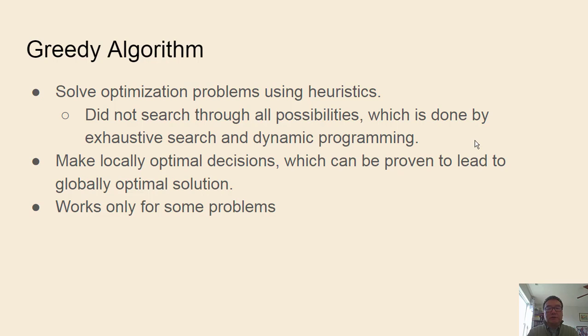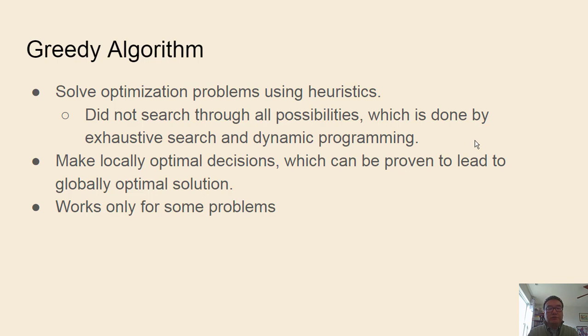And the other case is we use dynamic programming, which searches through all possibilities, but avoids solving the subproblem again and again by storing them to reuse them. Sometimes this involves very clever design to solve it. And a greedy algorithm will only search through a subset of the solution space. We do that by making locally optimal decisions.